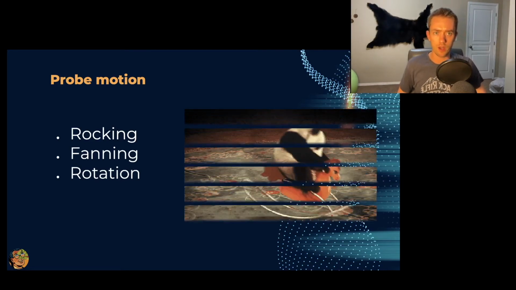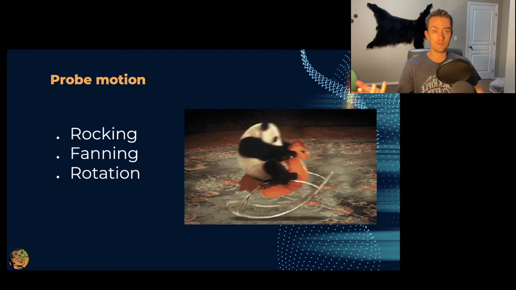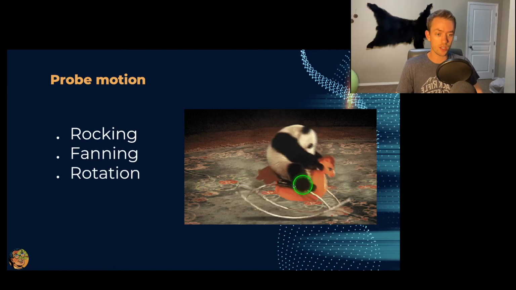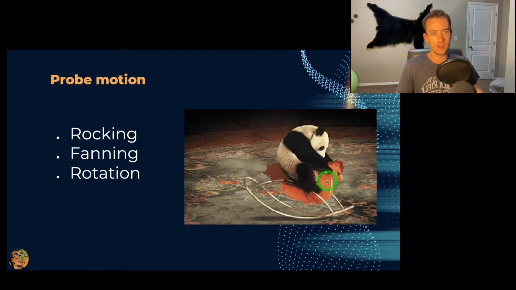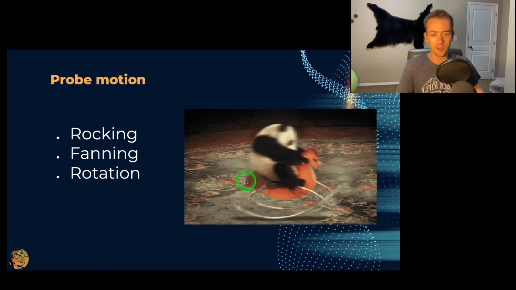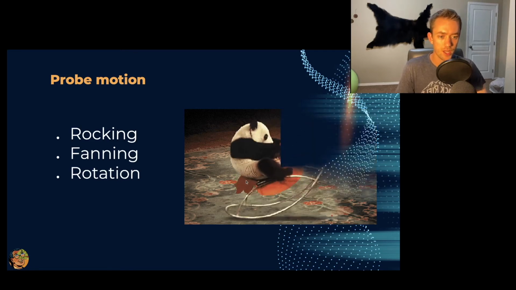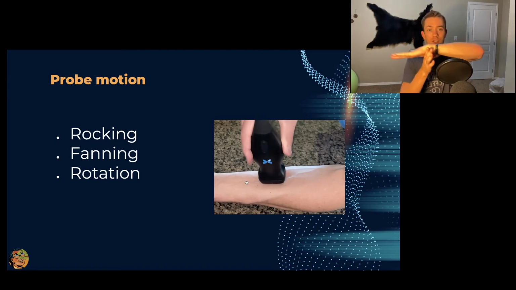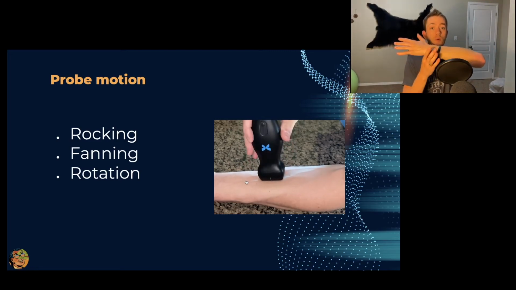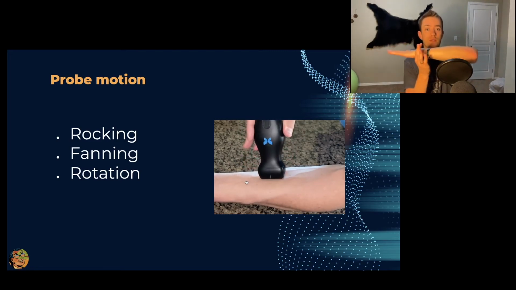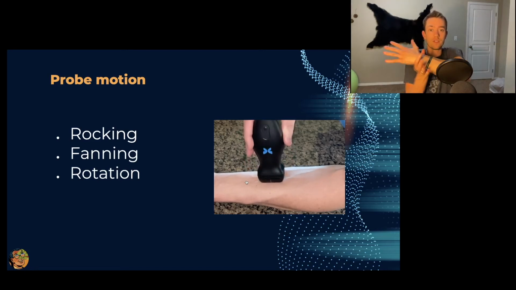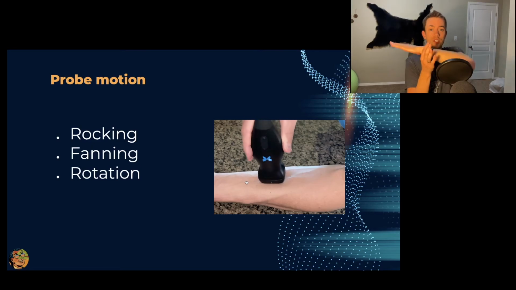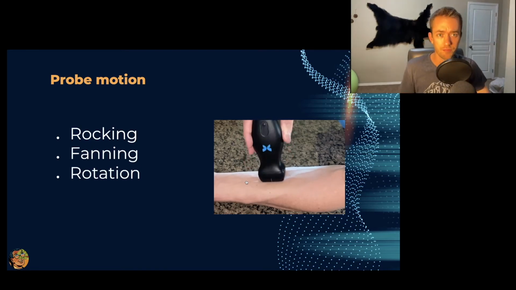So when I think about rocking, this is what I think about, right? It's a rocking horse. Say the probe marker's over here. You're just rocking in the axis of that probe marker. Next we can do is fanning. So now it's just a different angle or a different orientation. So rather than doing this with the rocking, let's say this is the sound waves. Now you're fanning that sound wave through the tissue, just like that.